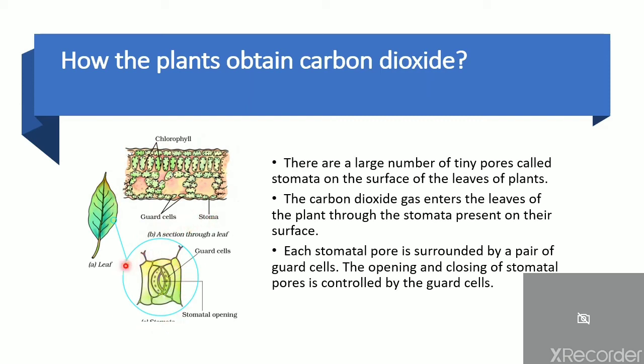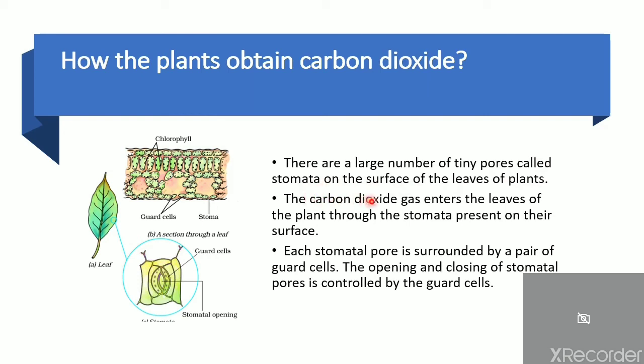And we have learned that there are small openings under the surface of the leaf, and these small openings are called what? Stomata. As you can see, there is one stomatal opening, which is being guarded by a pair of kidney shaped cells called the guard cells. So there are a large number of tiny pores, called the stomata, on the under surface of the leaves of plants.